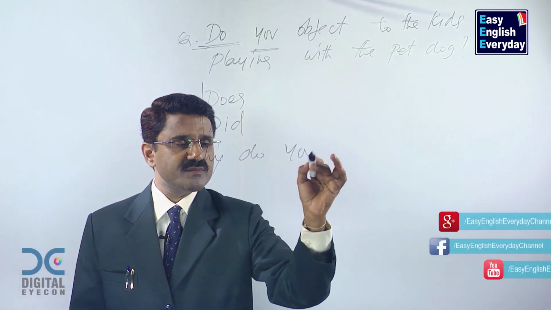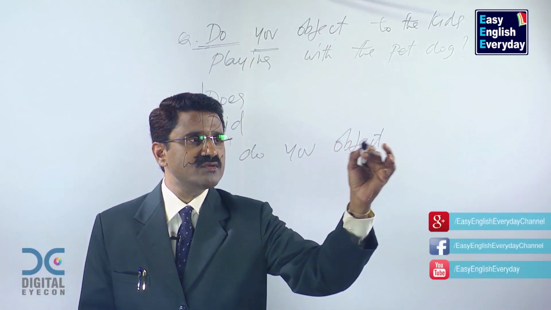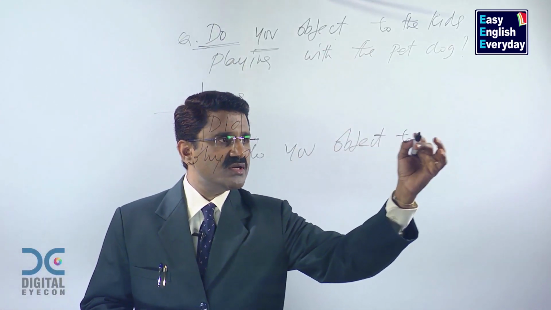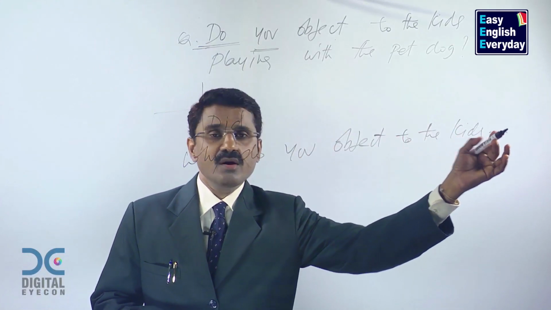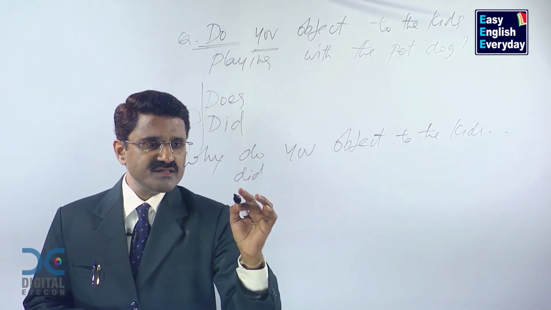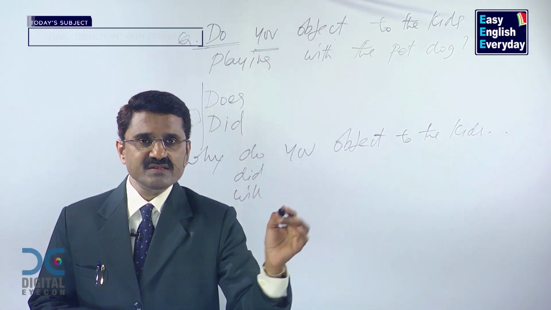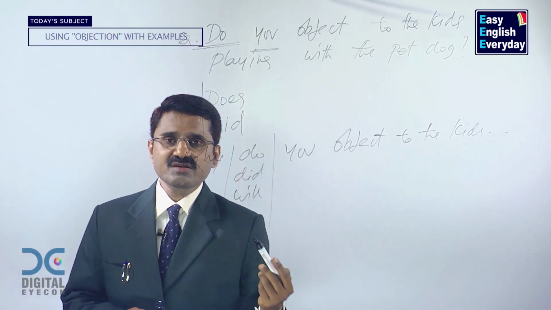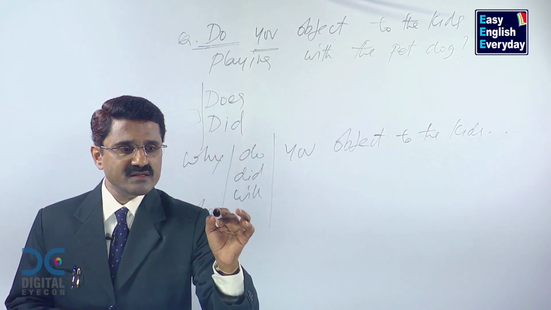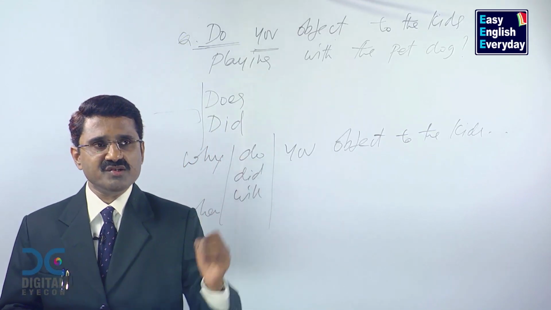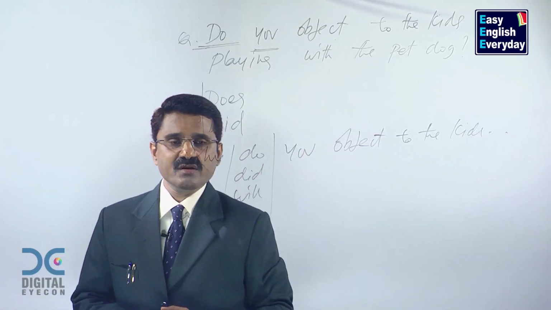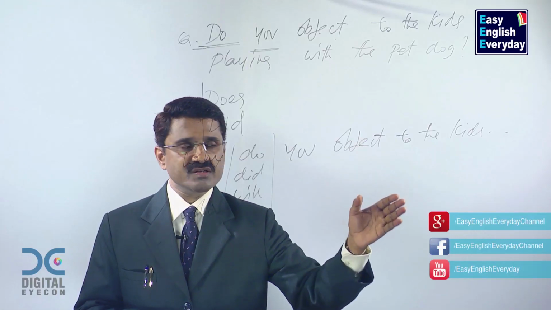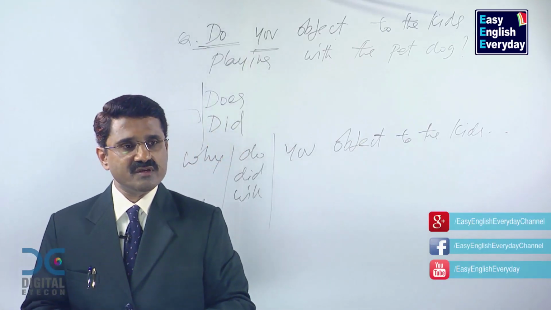Why do you object? Why do you object to the kids playing with the dog? Let them play. Why did you object? Past tense. Why will you object? Future tense. Why should I object? Future tense. So you can use with past, present and future forms. When did the doctor object to the patient taking sweets? When did the doctor object to the patient taking sweets in the hospital?